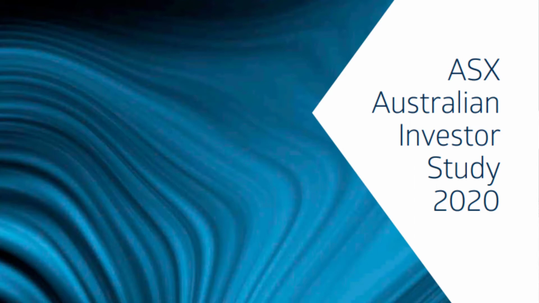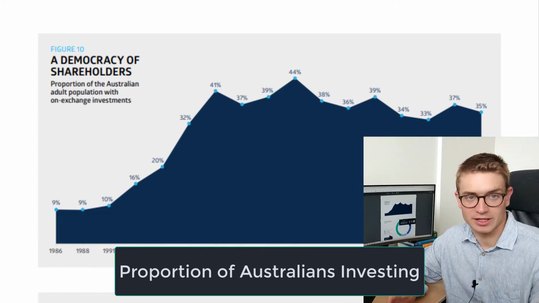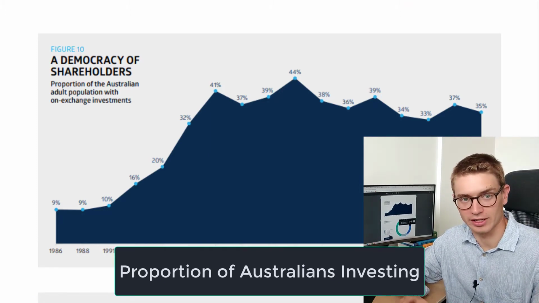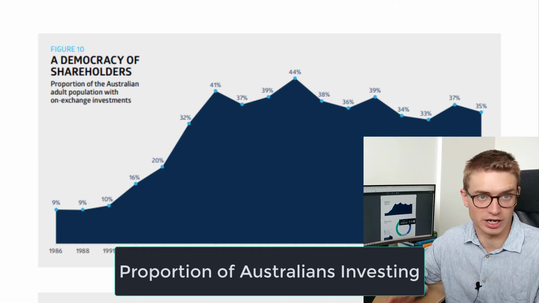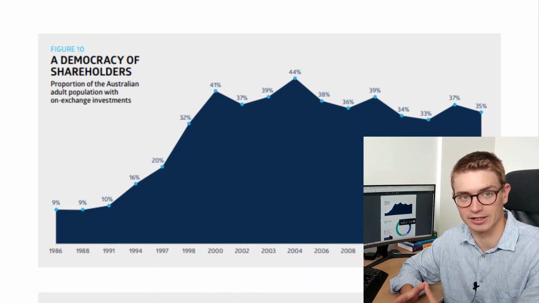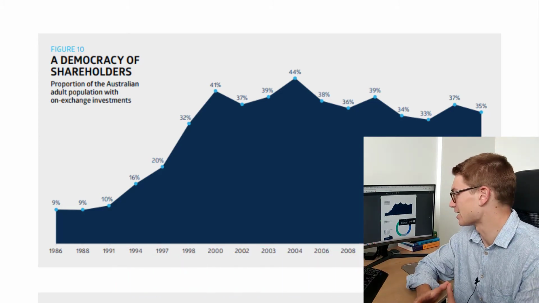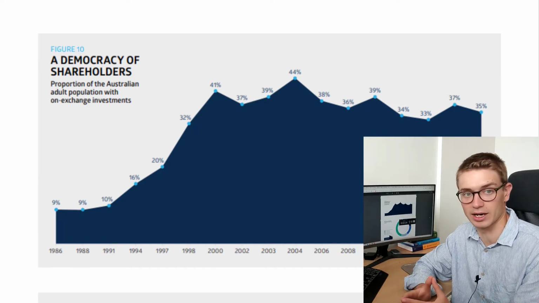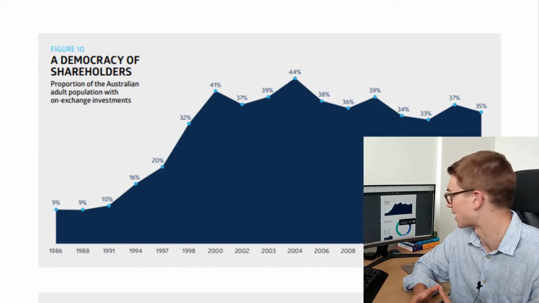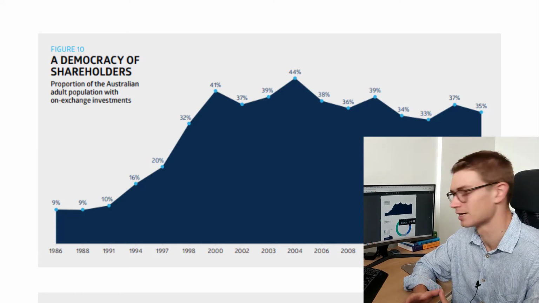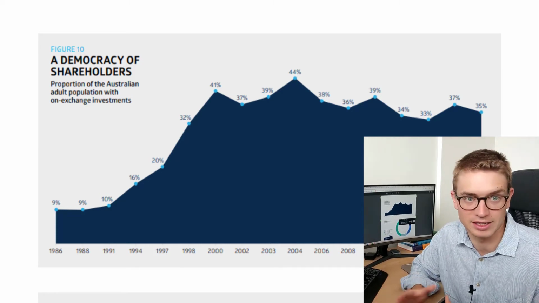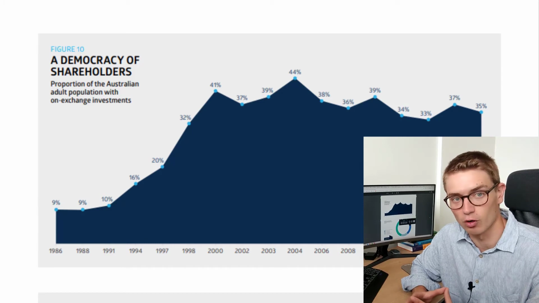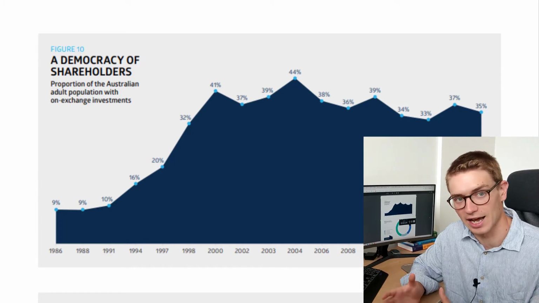We're going to finish this video by talking about the Australian Investor Study that's done every year by the ASX. So we've jumped down to this chart to see how many Australians as a proportion of the society invest in ASX products. So as you can see, there's been a dramatic increase from 1986 from 9% of the population to about 35% today. So currently there stands 19.4 million Australians who invest in ASX products.